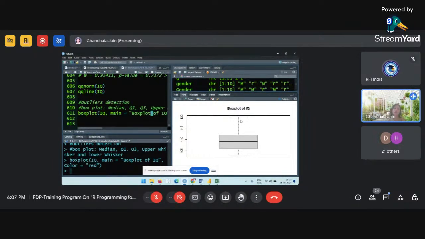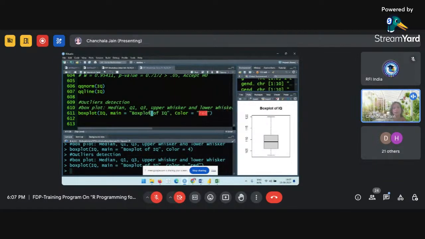If any of the circles come beyond these whiskers, above the upper whisker or below the lower whisker, that indicates that your data or variable has some outliers. But here you can see nothing on either side of the whisker. So we can say that there is no outlier in the data.